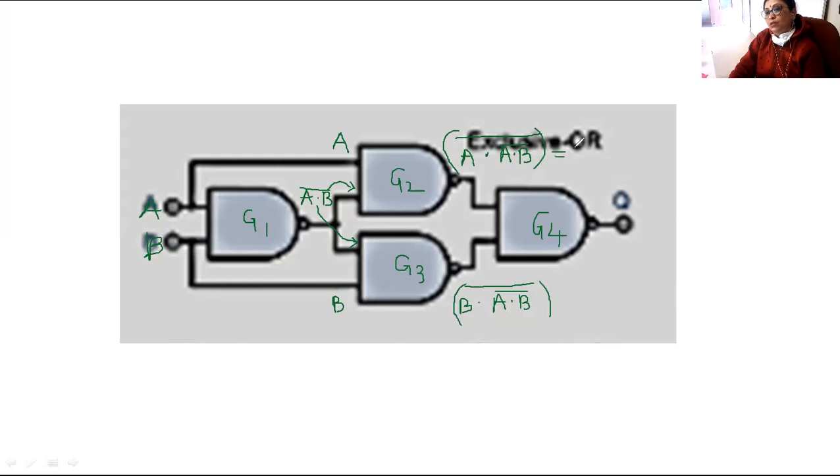Yes, ma'am. Let us call this as X here. Let us call this as Y here. So what will be the output of this? Let us call it as Z. Z will be X dot Y whole bar. And this big equation we have to simplify. Okay. So that we will see.